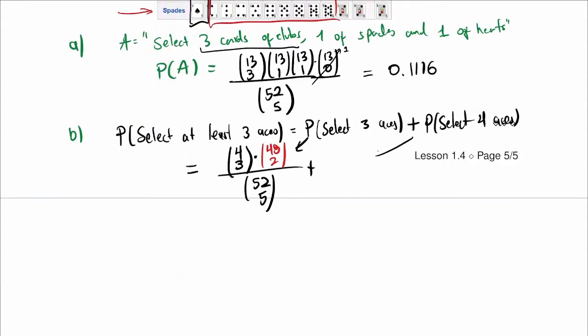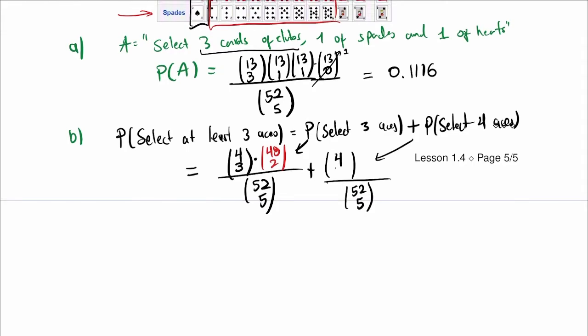The probability of selecting 4 aces: the denominator is going to be, from the 52 cards, we select 5 of them. That is the total number of outcomes. And we want to select 4 aces. So from the 4 aces, we are going to select all of them. We want all the aces being in this selection. And from the 48 cards remaining, we select just 1 of them.